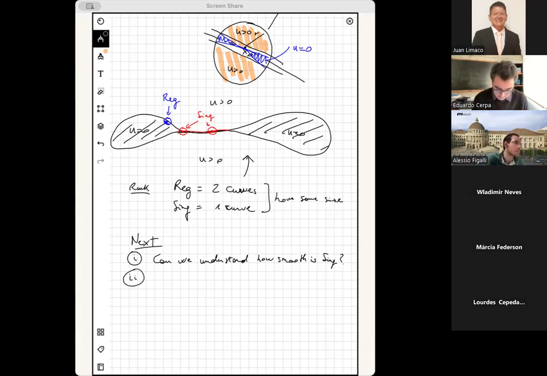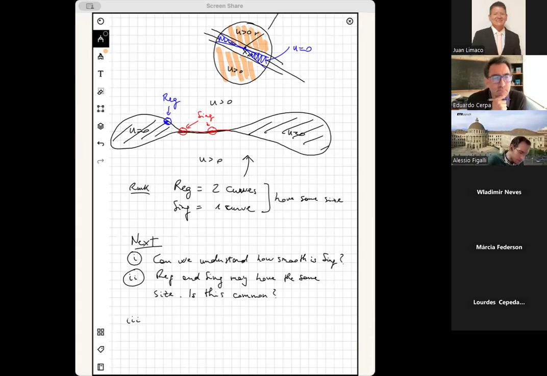Second thing, regular and singular sets may have the same size. Is this common? What I mean is the following. You look at this example, you see that they are both one-dimensional sets, but you could ask yourself, is this a common feature that I observe most of the time? Or maybe for many examples, I will not see something like this. So how generic is this picture?